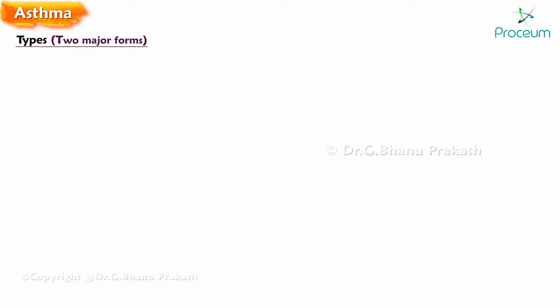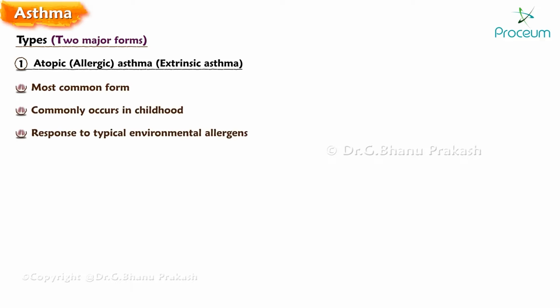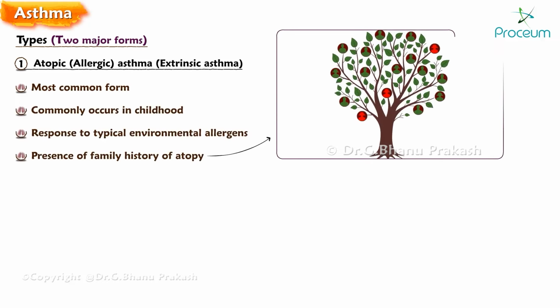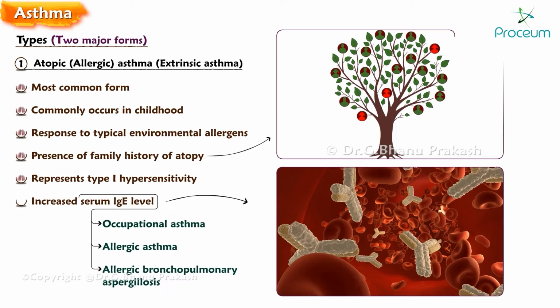Types of asthma. Asthma is of two major forms. 1. Atopic or allergic asthma, also known as extrinsic asthma. Atopic asthma, hypersensitivity, is the most common form. It commonly occurs in childhood and is in response to typical environmental allergens. Presence of family history of atopy. It represents a classic form of type 1 hypersensitivity. Increased serum IgE level. Examples are occupational asthma, allergic asthma, and allergic bronchopulmonary aspergillosis.